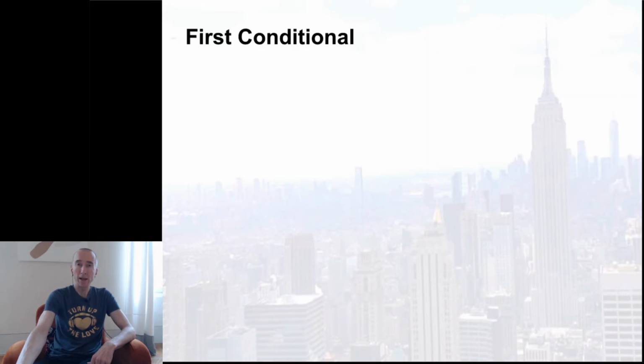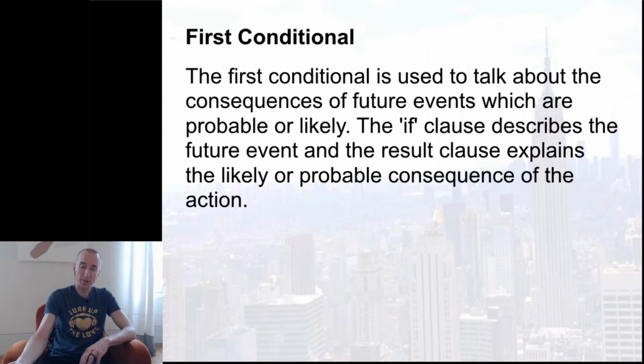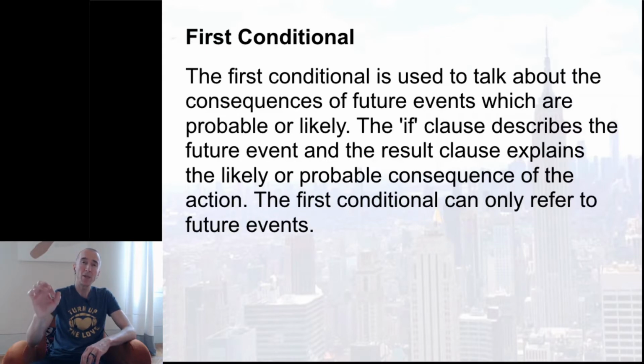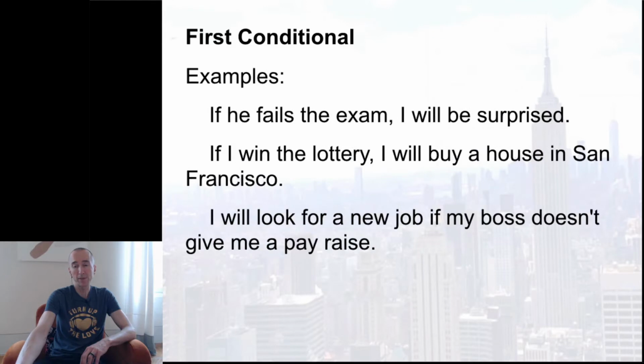All right, now let's look at the first conditional. The first conditional is used to talk about the consequences of future events which are probable or likely. The if clause describes the future event, and the result clause explains the likely or probable consequence of this action. The first conditional can only refer to future events. The basic construction is present simple in the conditional clause and will in the result clause.